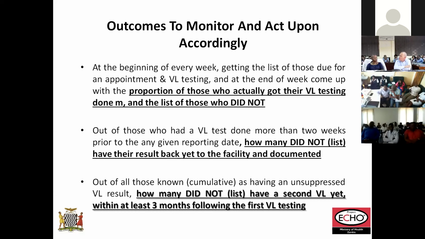And the last one is about following up actively on those who have an unsuppressed viral load. So the idea is to always have an updated, cumulative list of all those who have an unsuppressed viral load result, who we didn't manage to follow up on so far. So you always have to have that list, and it gives you an idea about how many of those with unsuppressed viral load had a repeat viral load within 3 months.